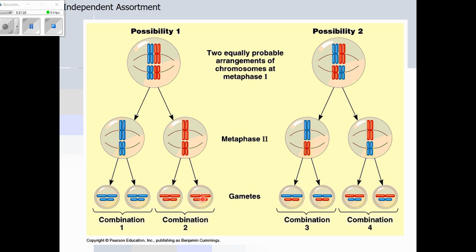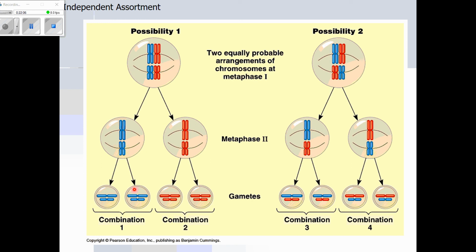So in this simplistic example, and this is really simplified here because we're only looking at 2 pairs of chromosomes, there's basically 2 ways they could line up. They could line up like this, where both of the blue chromosomes are on the left and both of the red ones are on the right. And that would produce 2 possible types of gametes, 2 possible combinations. But it's also equally possible that they line up like this, where 1 pair is blue-red and the other pair is red-blue. And that would produce 2 more possible combinations.